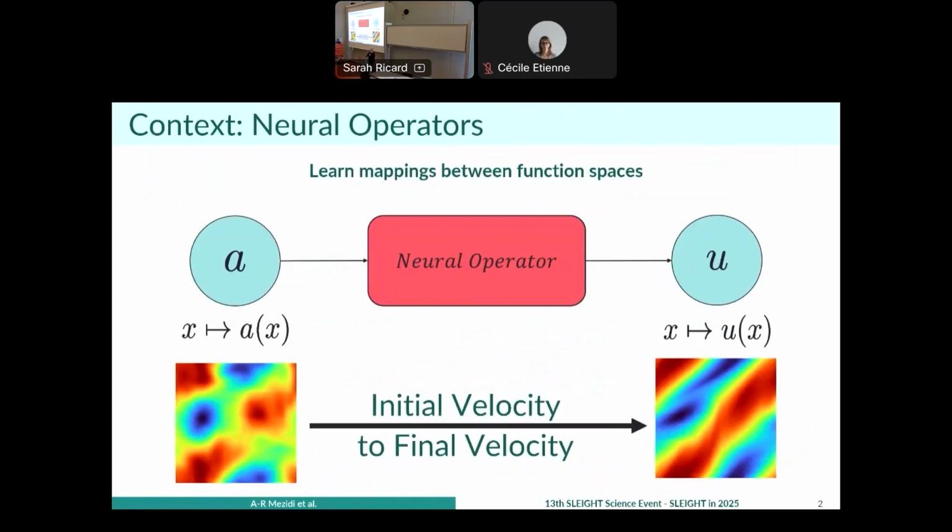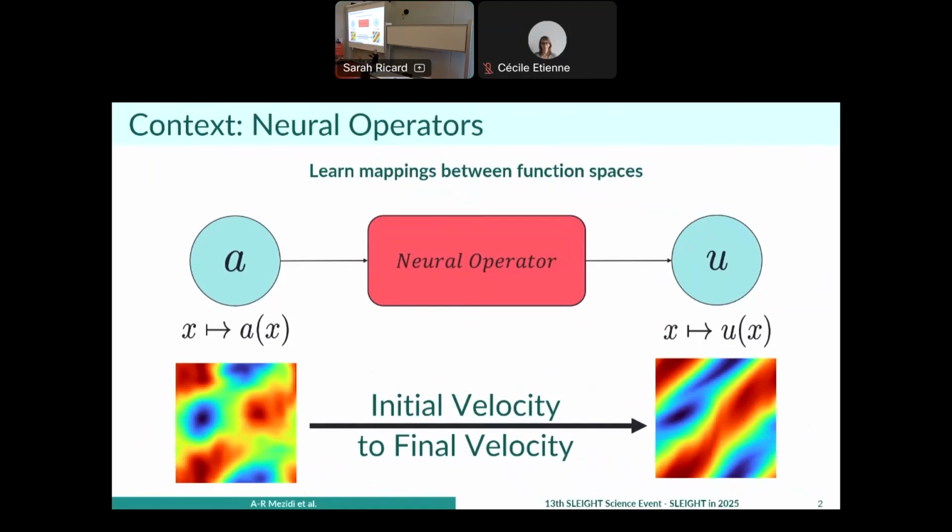So contrarily to neural networks, which are able to learn mappings between vector spaces, neural operators are able to learn mappings between function spaces. So they take as an input a function A and give as an output another function U. For example, they could take as an input the velocity field at an initial time and give as an output the velocity field at a future time.